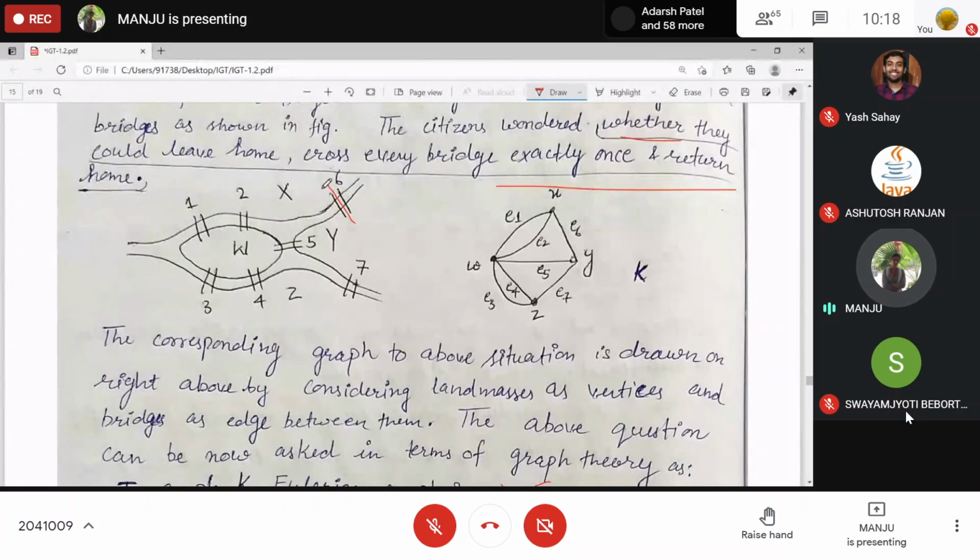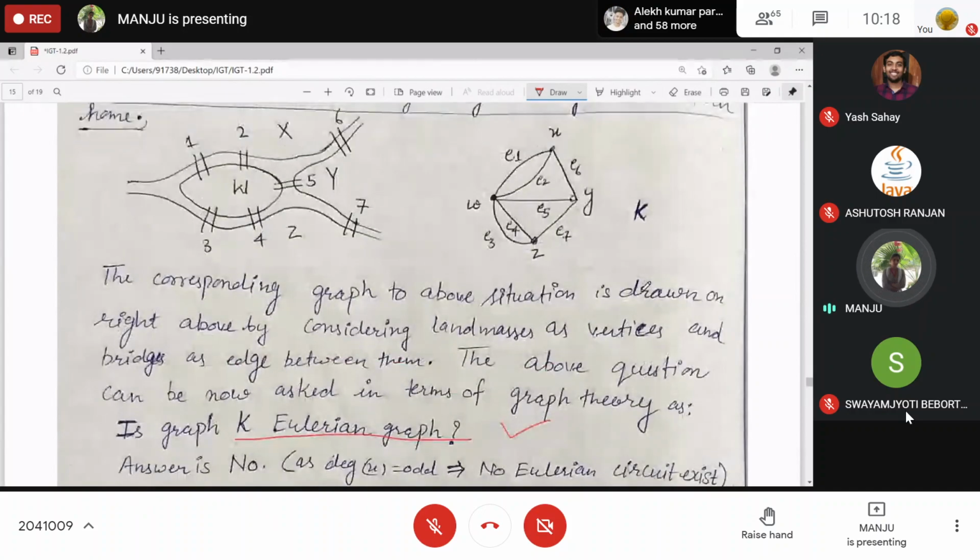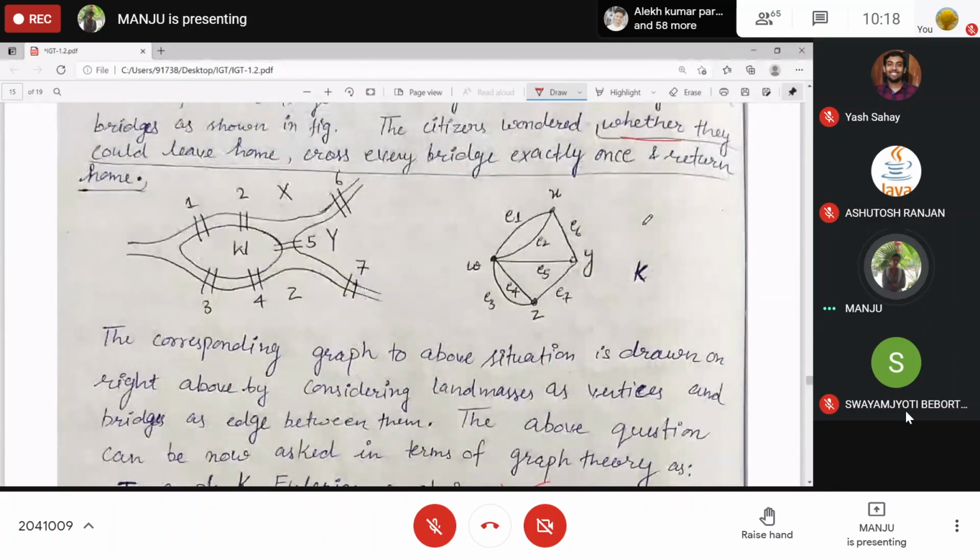It was looking very complicated, and once you model this as a graph, it becomes very easy, right? Yes, ma'am. Does there exist any Eulerian trail?